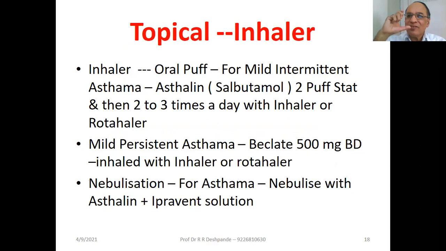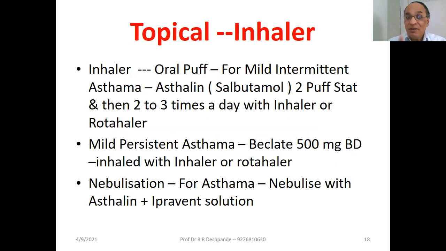Topical inhaler, for example, oral puff. I am giving you direct ready-made treatment for mild intermittent asthma: Asthalin or salbutamol 2 puffs stat and then 2 to 3 times in a day with an inhaler or rotahaler. If there is mild persistent asthma, then steroid Beclate 500 micrograms BD inhaled with an inhaler or rotahaler.